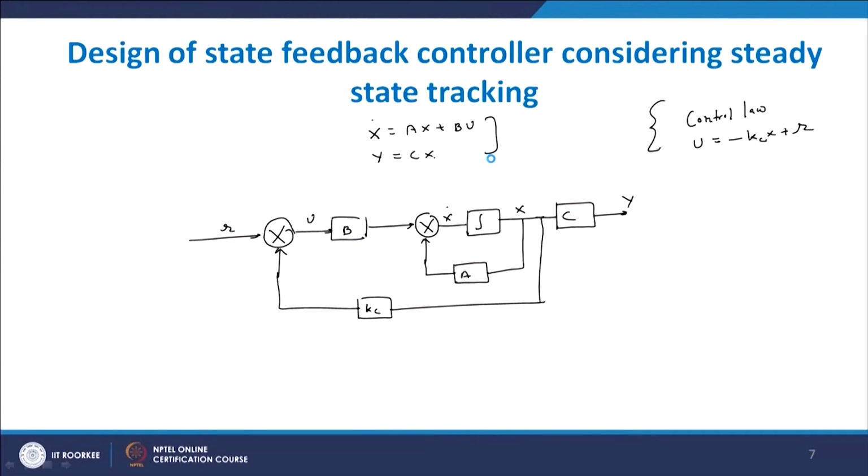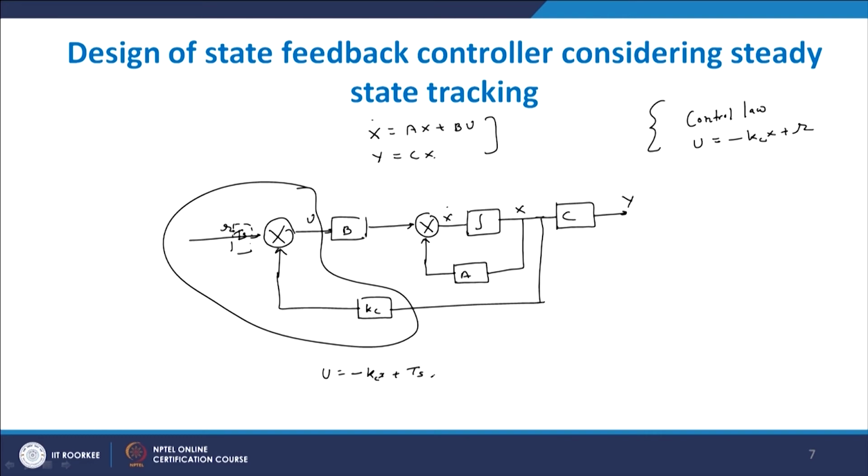Therefore, now the control law has been changed like this. Here, after R, you can add one block of Ts, and now the control law has changed to U equals minus Kcx plus Ts into R. So, Ts is a constant which helps in reducing the steady state error. Now, we will see mathematically how this Ts helps in reducing the steady state error.